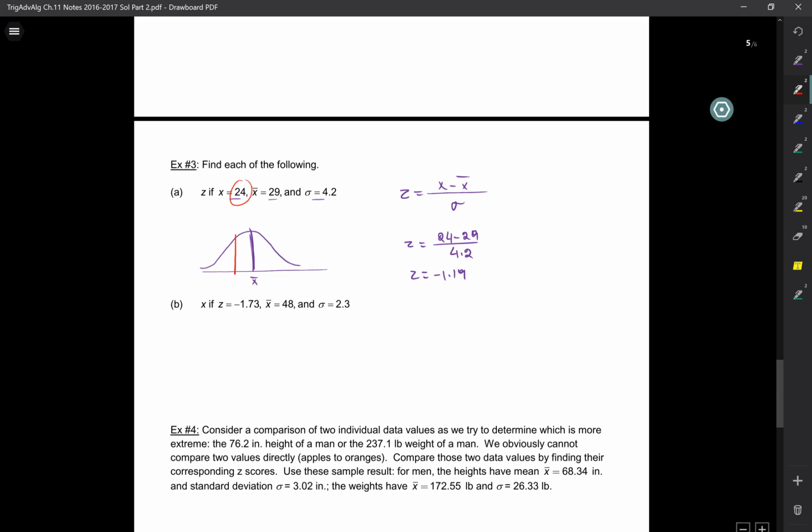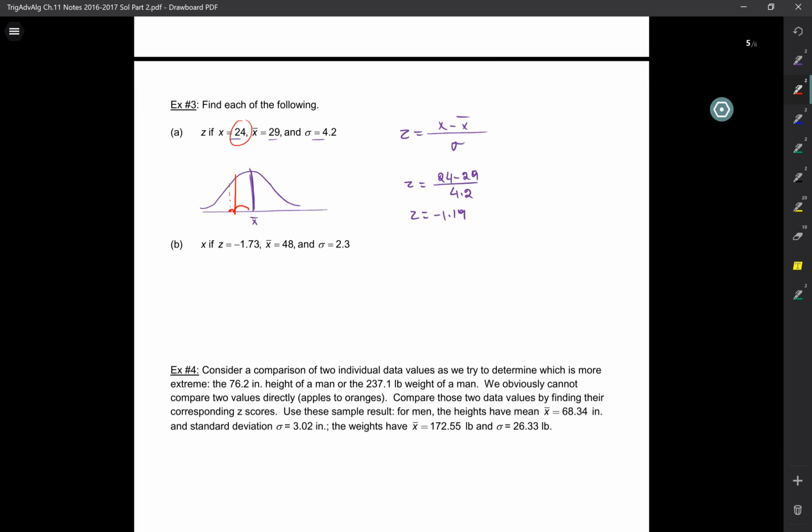So it's negative 1.19. That means it's a standard deviation plus 0.19, a little bit more. So it's 1.19 standard deviations away from the mean. And it'll be on the left side because it's less than 29. Because it's a negative number, it goes to the left.